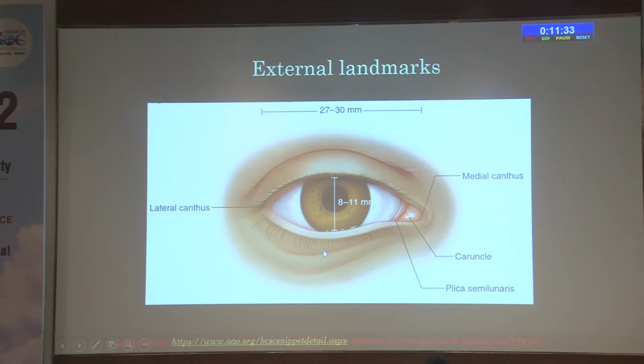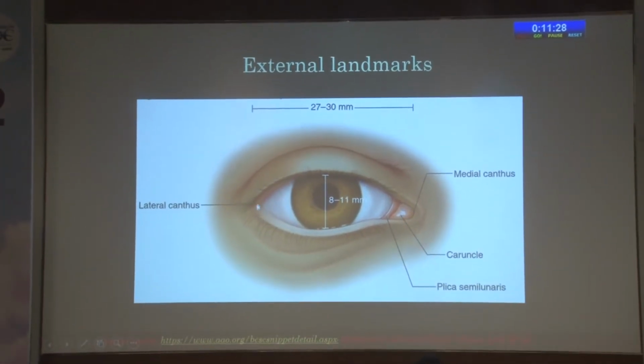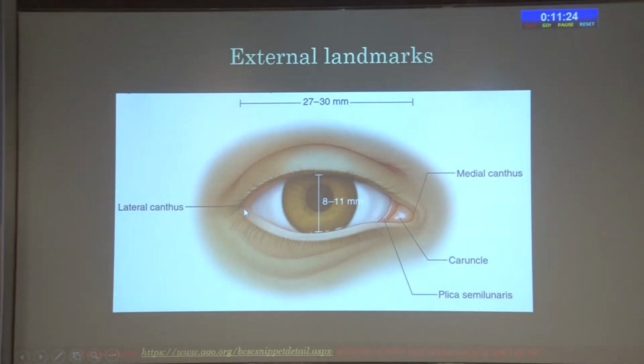Externally, the eyelid, the horizontal palpebral fissure is about 27 to 30 millimeters, while the vertical is about 8 to 11 millimeters. The medial canthal angle is about 45 degrees, and the lateral canthal angle is about 60 degrees. The lateral canthus is typically about 1 to 2 millimeters above the medial canthus.